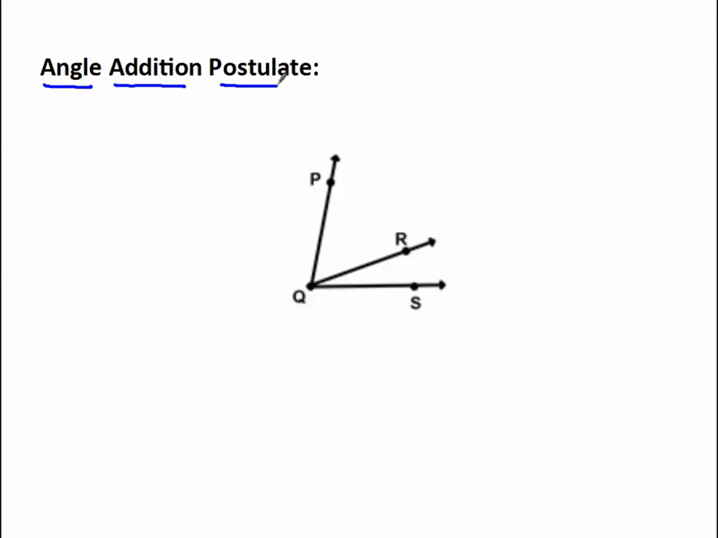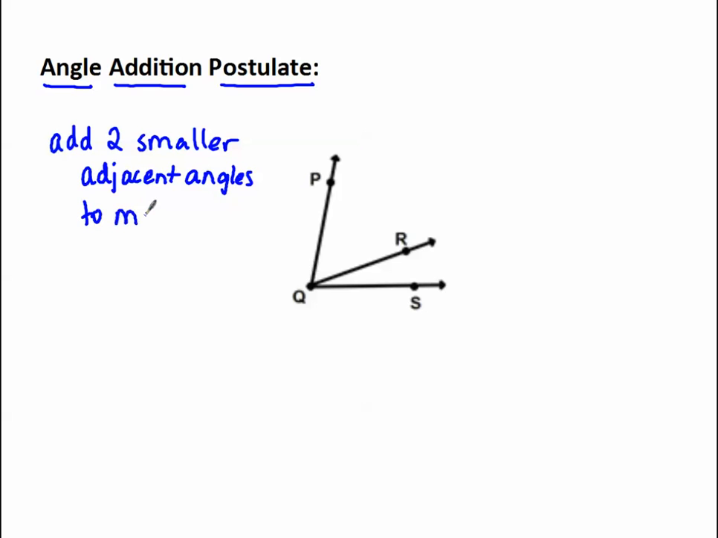Basically, angle addition postulate is just fancy phrasing for add two smaller angles together. Now, they do need to be adjacent angles, so let's make sure we say that. Add two smaller adjacent angles to make a larger angle. Similar to the segment addition postulate where the segments were next to each other and we added them. Well, what does that look like in a picture?